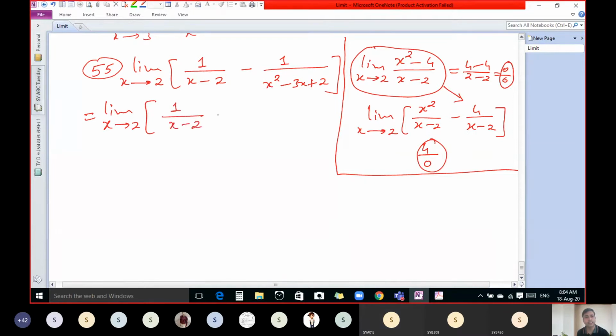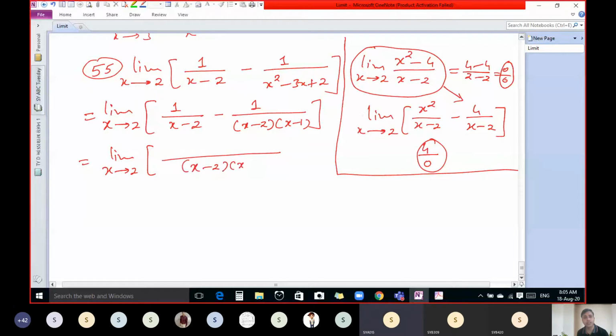Keeping this as it is, just factorize this part. The factors are very simple, x minus 2, x minus 1. Now take the LCM, not x minus 2 only, x minus 2, x minus 1. That is the LCM. Here only x minus 2 is there, so we have to multiply with x minus 1. So 1 into x minus 1, that is x minus 1, minus, both the factors are in the denominator, so simply we write numerator 1.